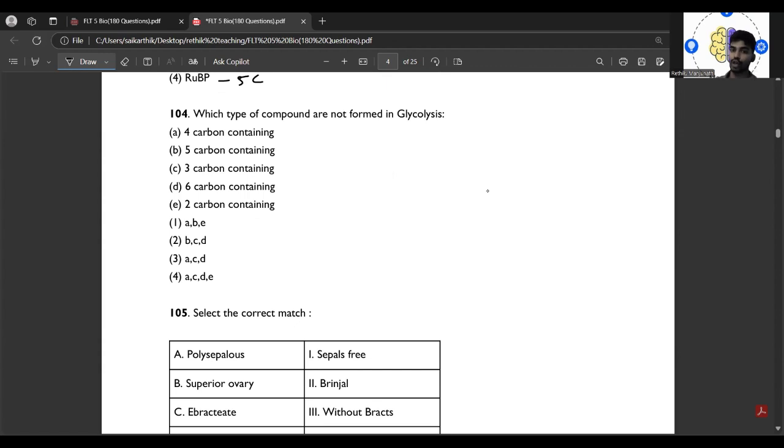104. Which type of compound are not formed in the glycolysis? According to that, which compound will you not find in the glycolysis? Glycolysis starts with six carbon compound and ends with three carbon compound, right? Four, five, and two carbon compounds are not found in the glycolysis. So this is the correct answer.